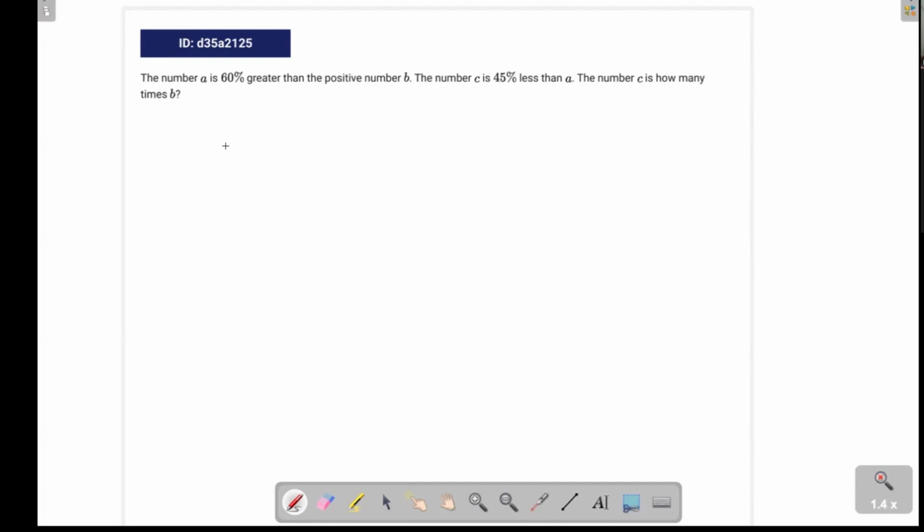Okay. So let's go over this. We're saying the number A is 60% greater than B. So we're going to have A is 60% greater than B. What this means, remember 60% is written as 0.6 when you're doing it in math. And if it's 60% greater, it's going to be A is equal to 1.6 times the value of B. So we have this relationship right here.